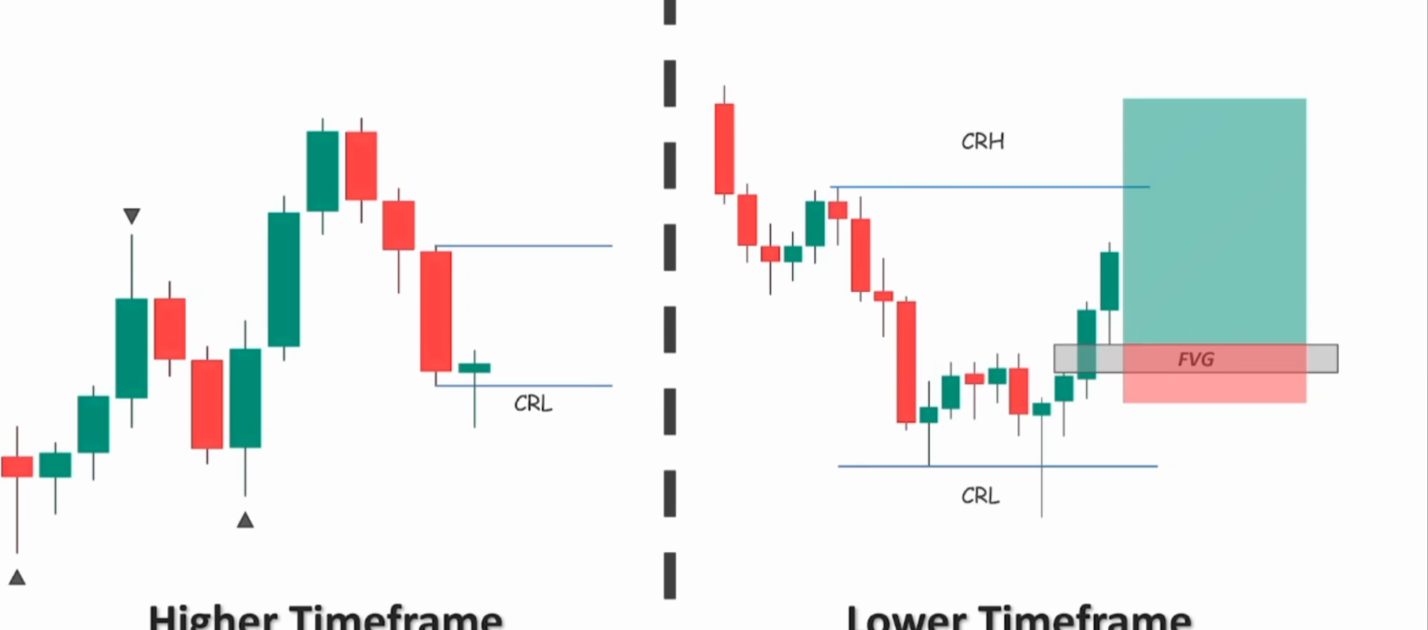Keep in mind that you can use any time frame combination for this trading setup, but one of the most popular options is to use the 4-hour and 1-hour charts for the higher time frame, and the 5-minute or 15-minute charts for the lower time frame.